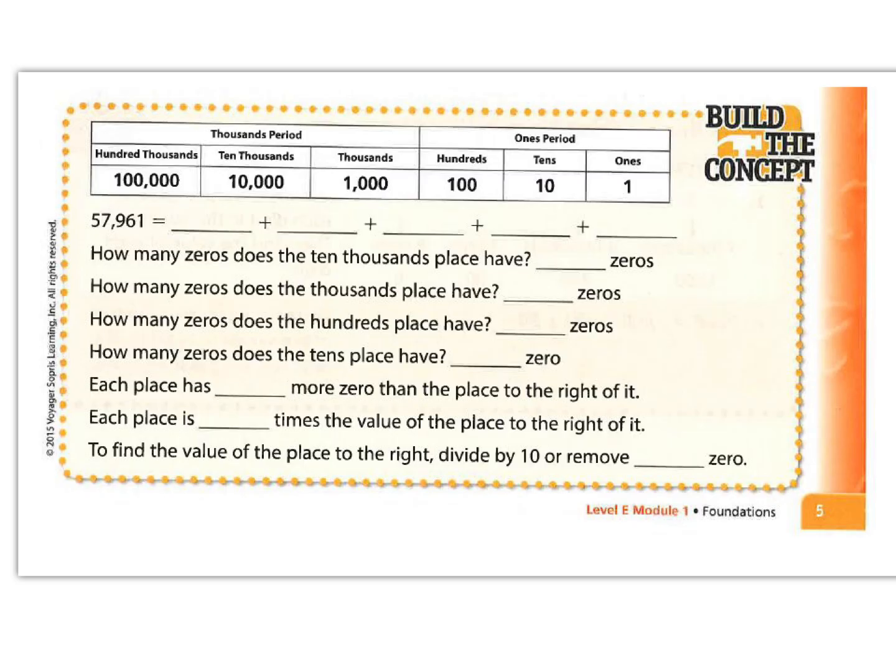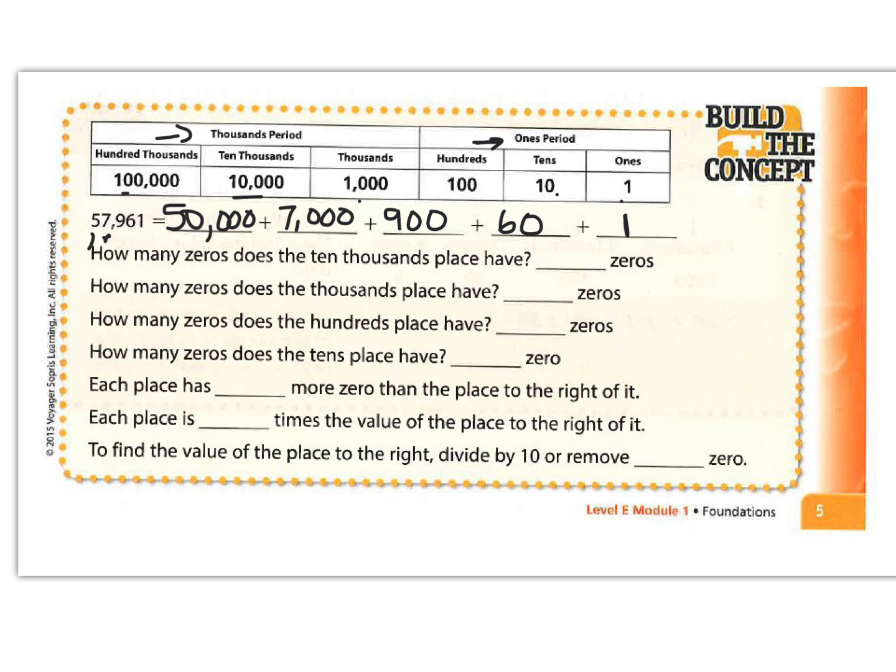All right, so the next one, they're showing us again, here's the ones period right here, and then the thousands period, and it's telling us for each one. So we have ones, tens, hundreds, thousands, 10,000s, and 100,000s. So if we have 57,961, if we write that in expanded form, we have 1 one, we have 6 tens, so that's 60, 9 hundreds, so that's 900, excuse me, 7 thousands, so that's 7,000. And then 5 ten-thousands, so that would be 50,000.